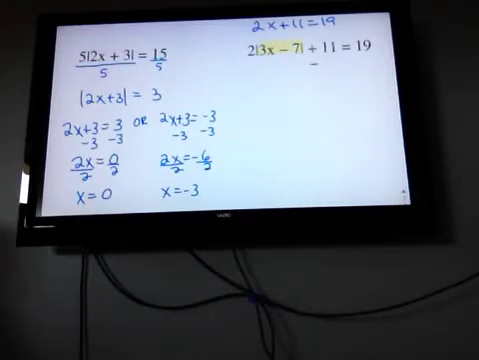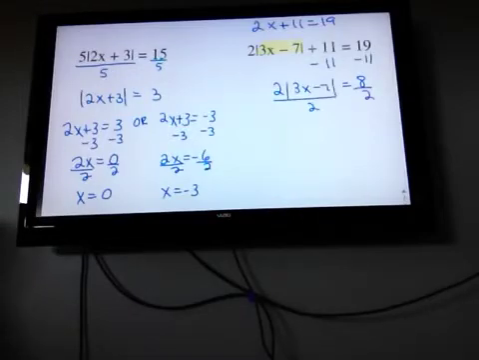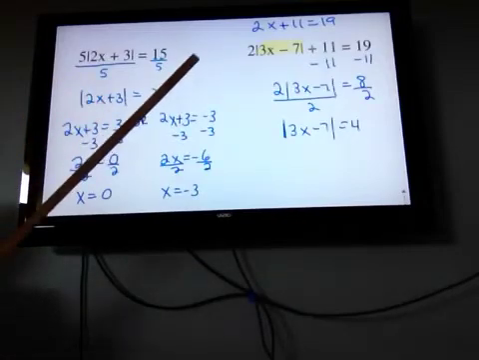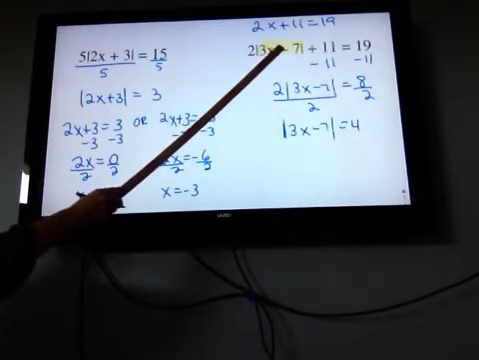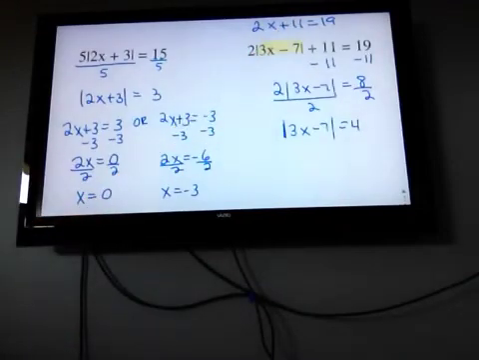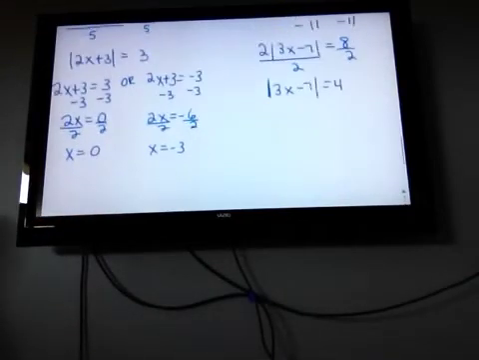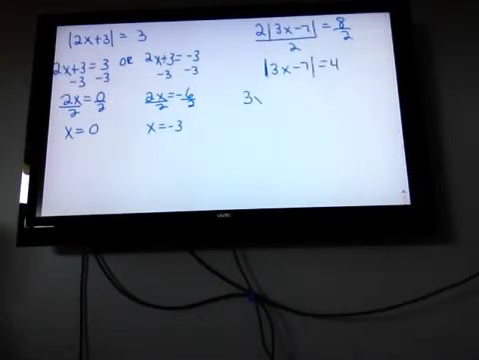So you're going to subtract the 11 first. So 2 times the absolute value of 3x minus 7 equals 8. Divide by 2. Absolute value of 3x minus 7 equals 4. Now I set up my two cases. Do not set up the cases before that, because you might get half of it right, but the other half definitely not. Case 1, 3x minus 7 equals 4. In case 2, 3x minus 7 equals negative 4.